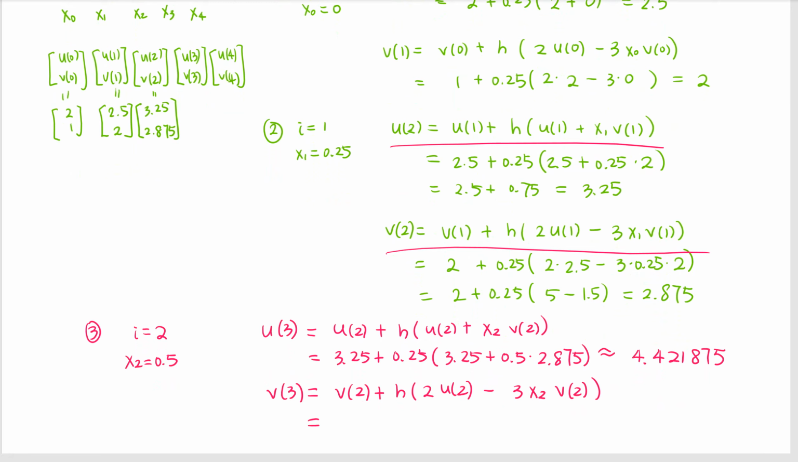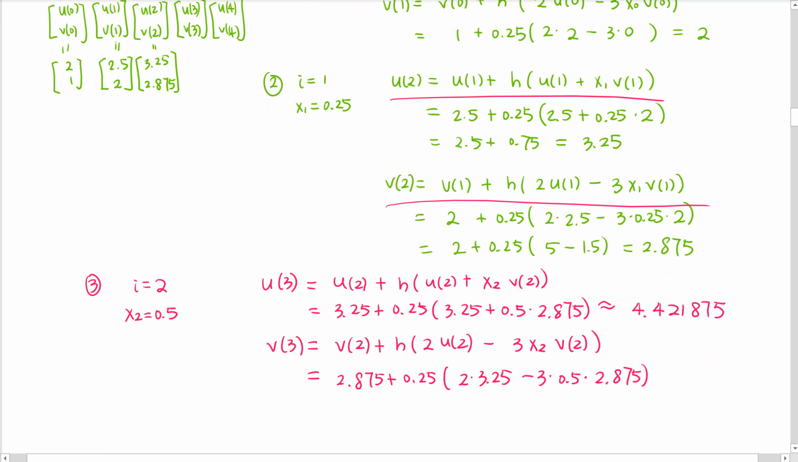Alright, so v2 is 2.875, 0.25, u2 3.25, oops, and then minus 3, x2 is 0.5, and then v2 is 2.875. So far, so good, everybody. And let's see what this number is.